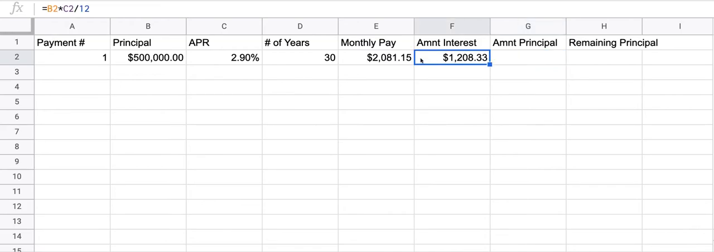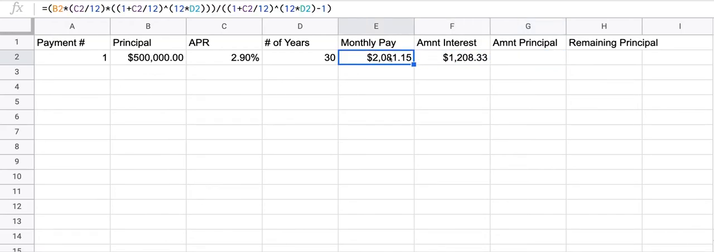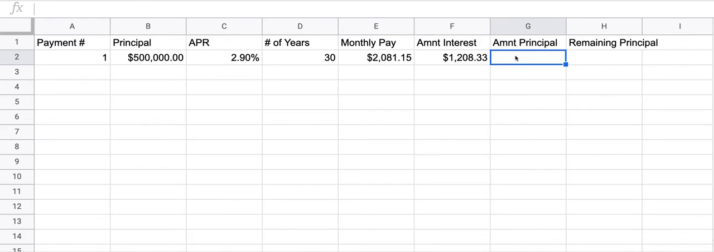So whatever we're not paying in interest, the rest of our monthly payment goes towards principal. So for that reason, we are going to type in equals the monthly payment minus the amount of interest. So if $1,208.33 goes towards interest, the remaining amount that we have to pay towards principal is $872.82.